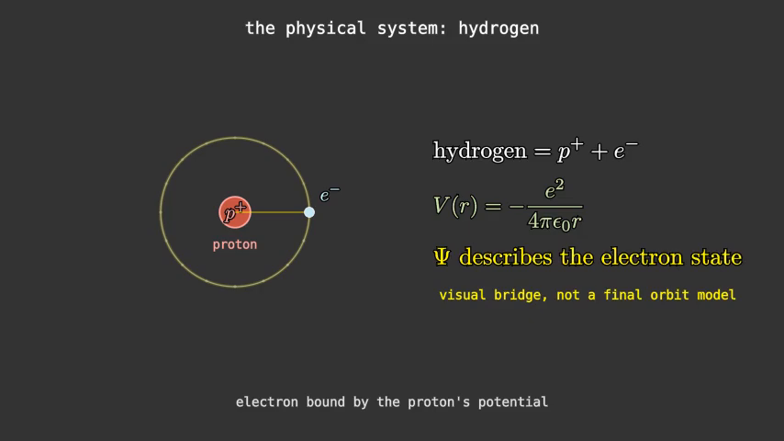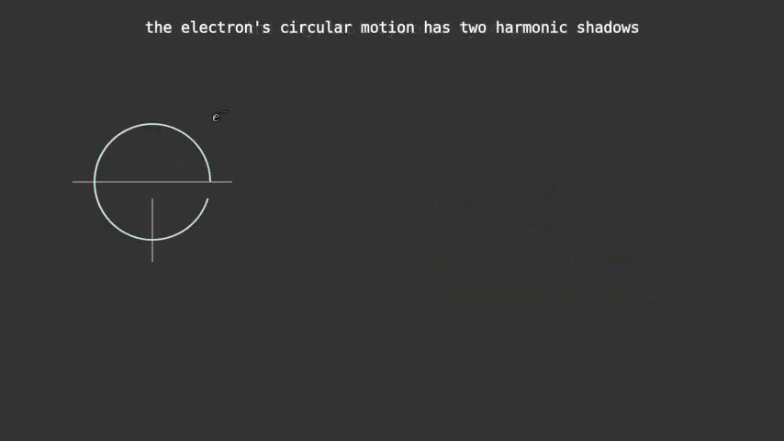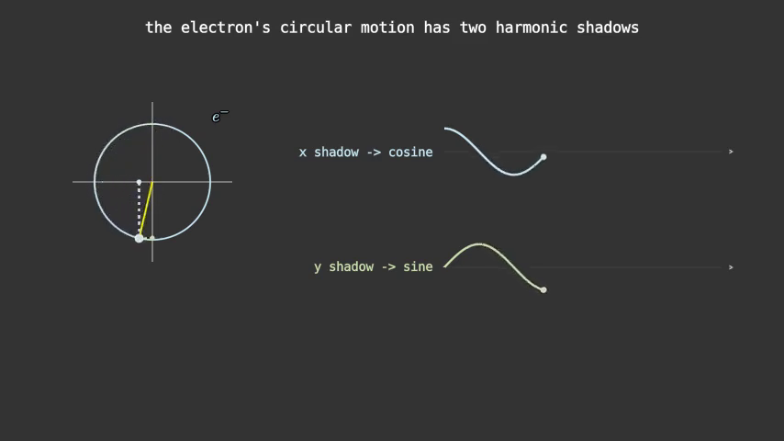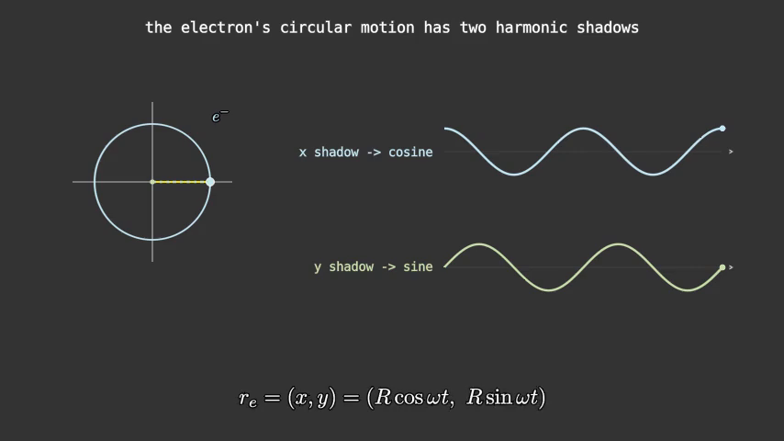Imagine the electron motion as circular harmonic motion around the center. This is not the final picture of an electron as a tiny planet. It is a didactic bridge from motion to wave. Take one point moving uniformly around a circle. If we only watch its horizontal shadow, we see a cosine oscillation. If we only watch its vertical shadow, we see a sine oscillation. So circular motion can be decomposed into two harmonic motions.